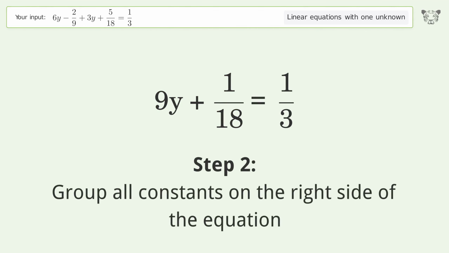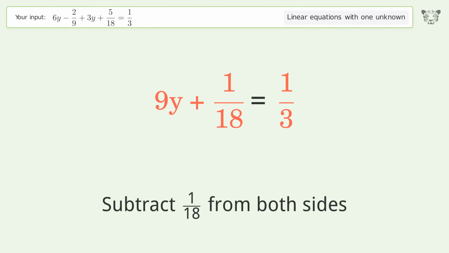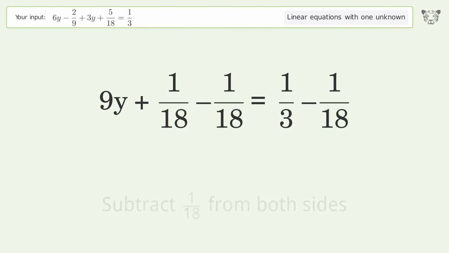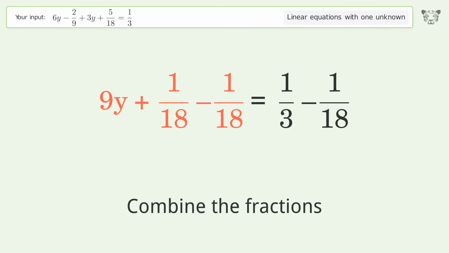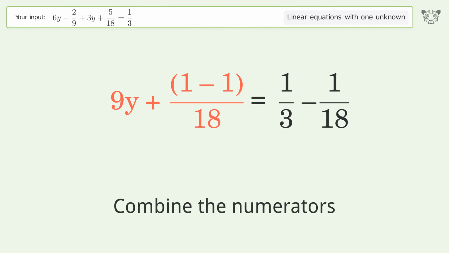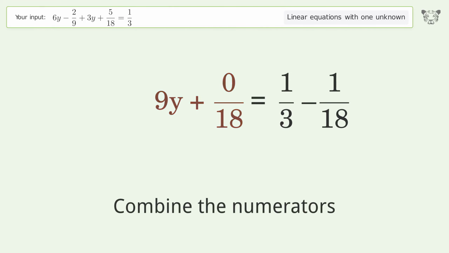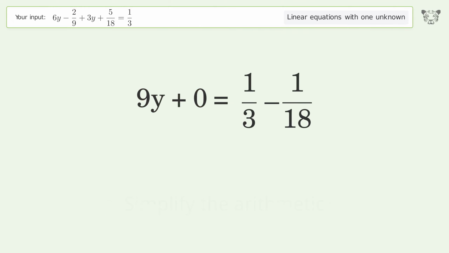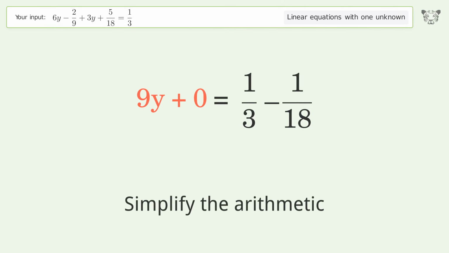Group all constants on the right side of the equation. Subtract 1/18 from both sides. Combine the fractions. Combine the numerators. Reduce the zero numerator. Simplify the arithmetic.